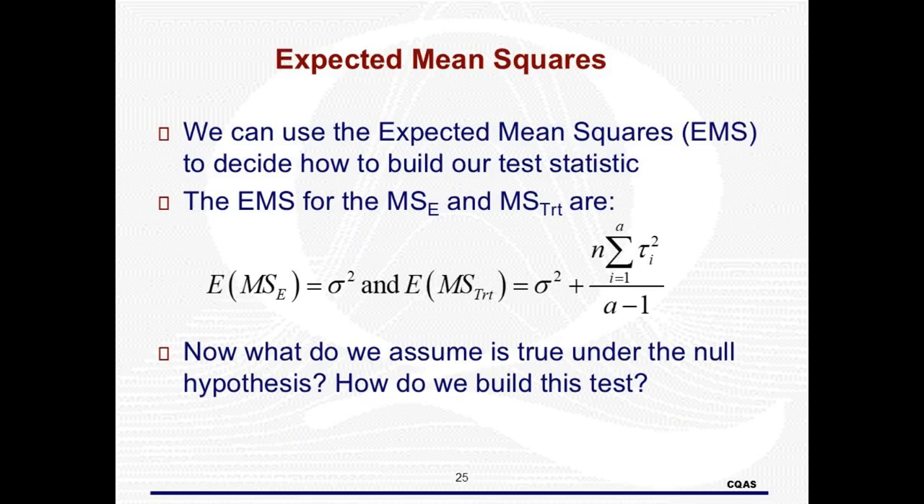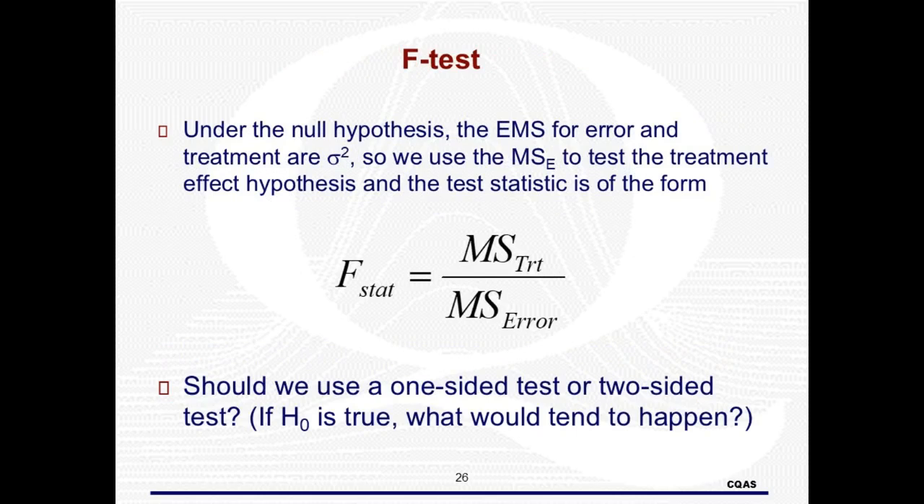Find the EMS for the estimated between variance given that the null is true. Find the other MS term that has the same variance. The test statistic is the ratio of the two. In this case, given that under the null the tau_i's are 0, the EMS for treatment is sigma square. You should notice that the EMS for error is also sigma square, so build the test statistic in this manner.